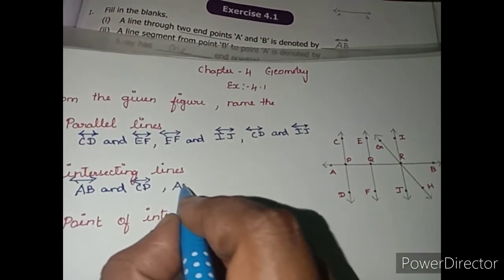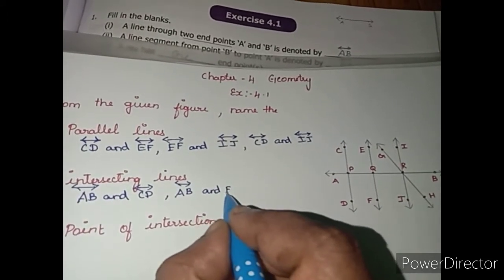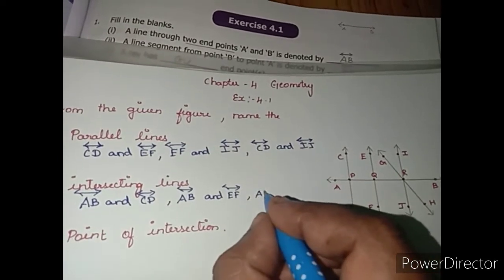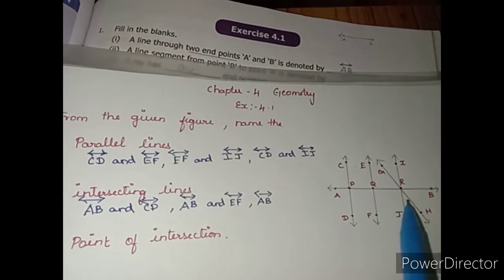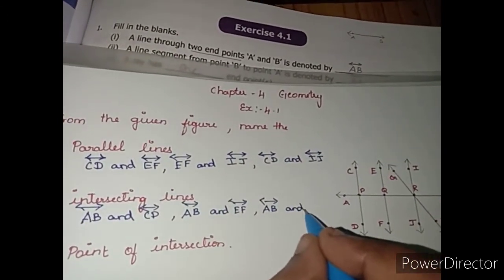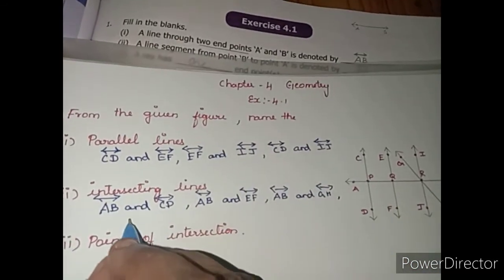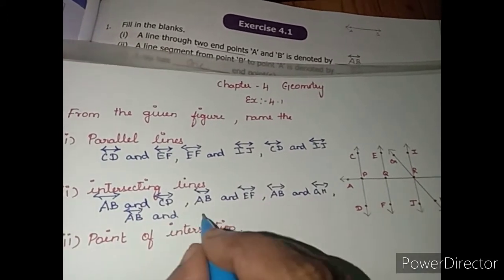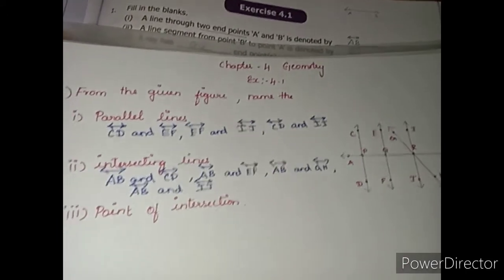Then you can find AB, yes, E and F. Then again AB. So this is also either coming across or straight. This is also intersecting. GH is also intersecting. Then AB and yes, IJ is also intersecting.